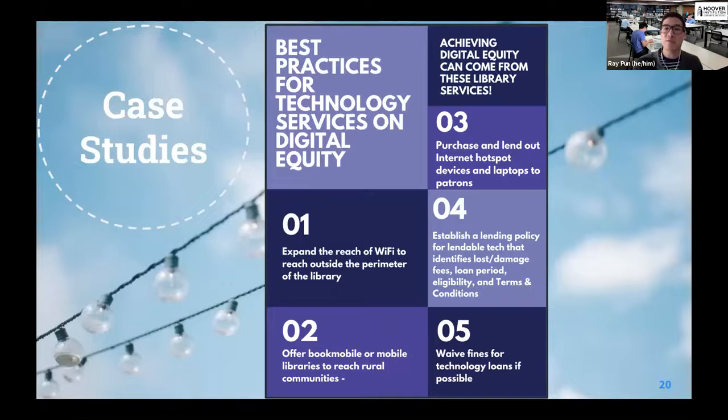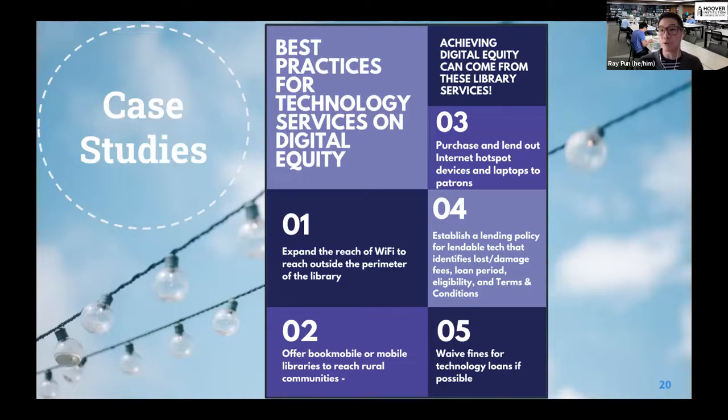So this is an infographic of best practices for technology services on digital equity. We have highlighted the top 5 issues based on the responses as well as the literature that we saw that would be helpful for other libraries to consider. One is expanding the reach of Wi-Fi beyond the library as a building. Some places have had it in their gardens or in the parking lot. Two, offer bookmobile or mobile library services to reach out to places that do not have Wi-Fi, or internet deserts.